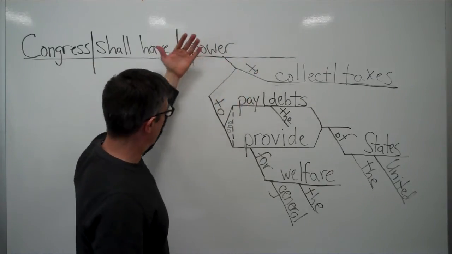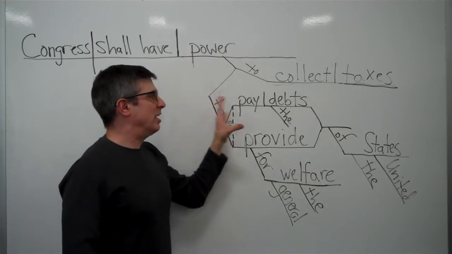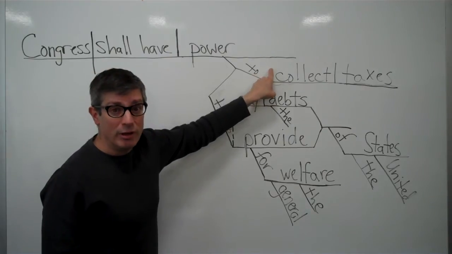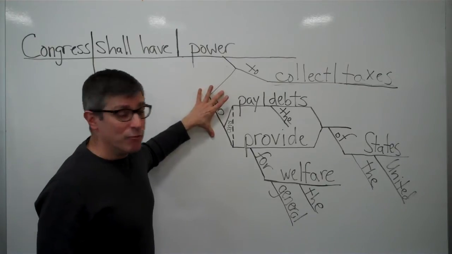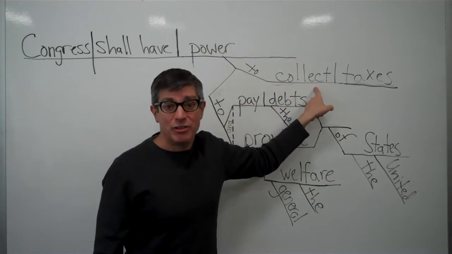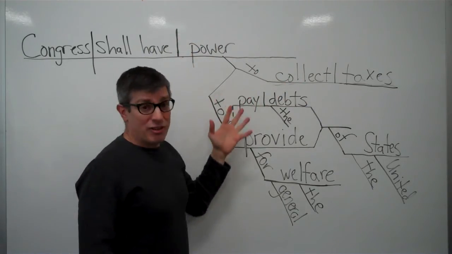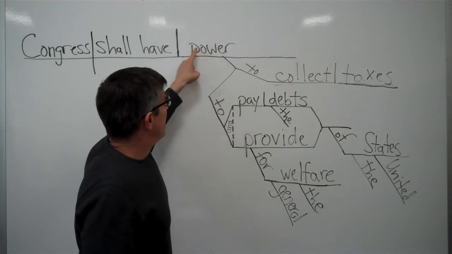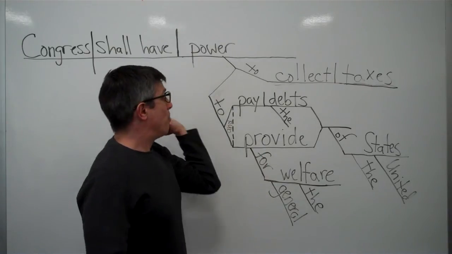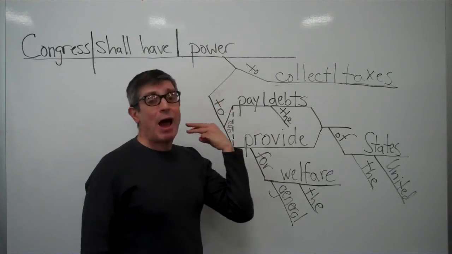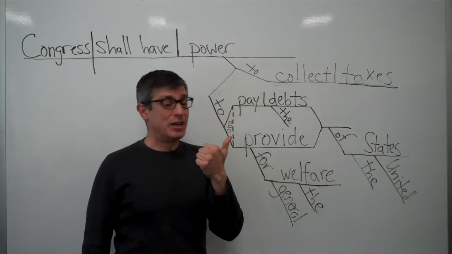But what I have done here is altered the diagram to make these two infinitive phrases just like this one. That is, instead of having these two infinitive phrases functioning as adverbs saying why these taxes can be collected, now they're functioning as adjectival phrases, listing now three different powers: the power to collect taxes, the power to pay debts, and the power to provide for the general welfare. That's three powers instead of one.